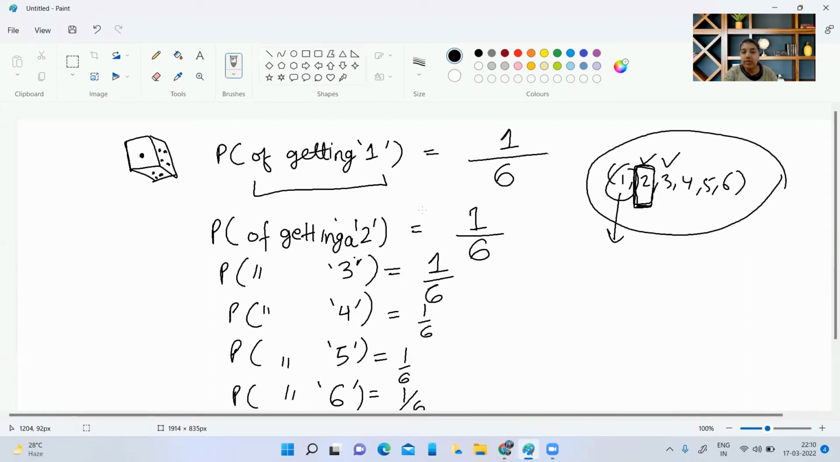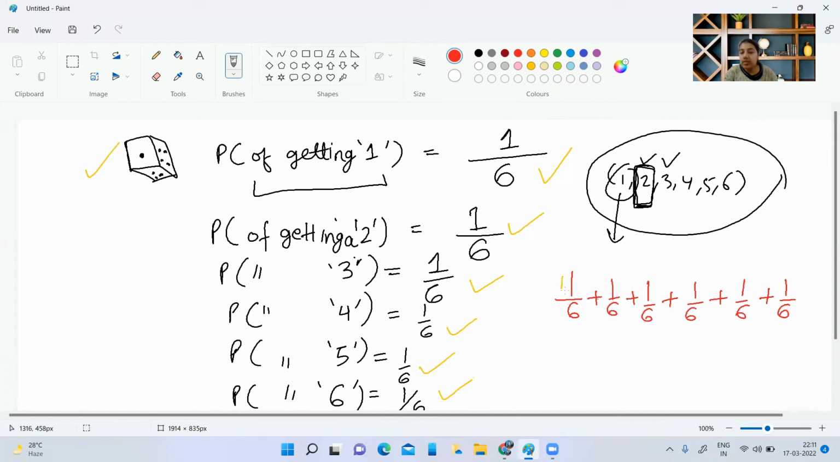So how many total events are here? The total number of possibilities are 1, 2, 3, 4, 5, 6. So these are the 6 total possibilities. If I sum up all these probabilities, these are the possibilities you can get on a die, right? So I will be doing the sum of 1 by 6 plus 1 by 6 plus 1 by 6 plus 1 by 6 plus 1 by 6 plus 1 by 6. So I am summing up all the possibilities.